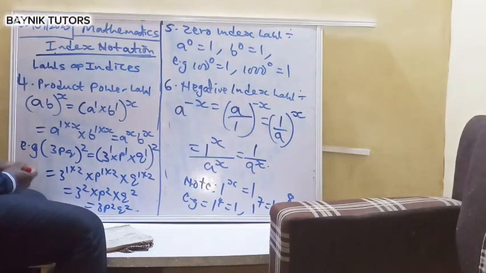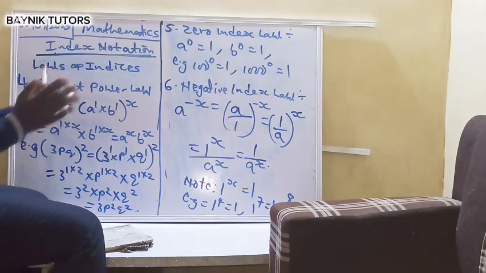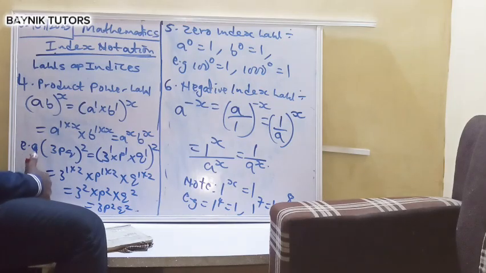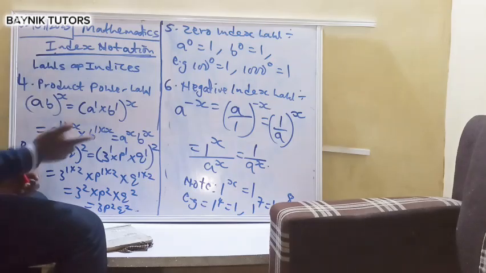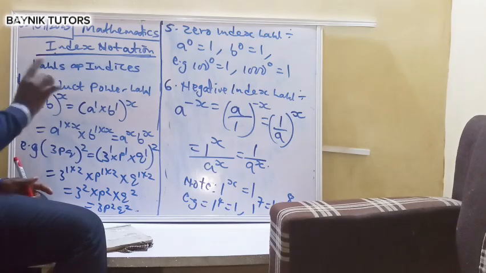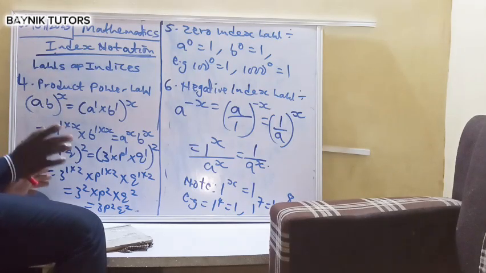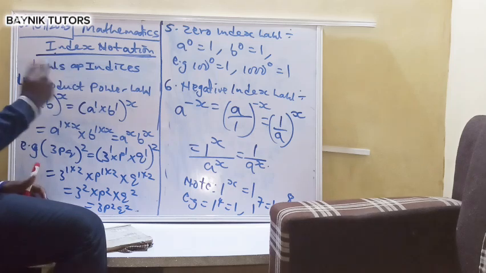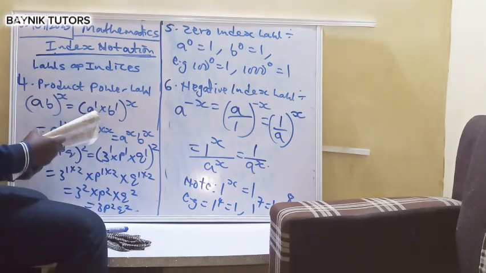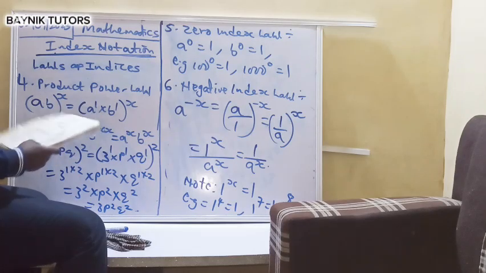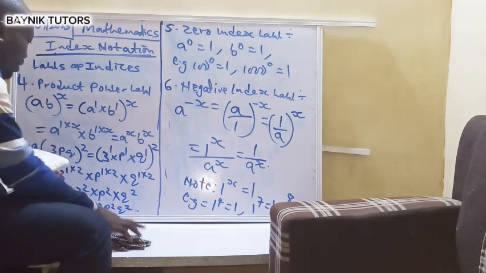So for the negative index law, first, there will be an interchange of the base. When the base is interchanged, then the negativity of the power will go away. And the negative index law is strictly for powers that are negative, be it a whole number power or a fractional power. So that is that. Let's look at some examples now.